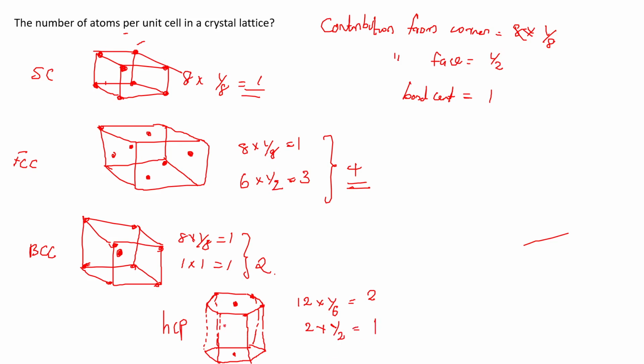Now inside there are 3 atoms in the HCP crystal structure. So it will be 3. So the total is 6 atoms in the HCP crystal. So this you should know, the total atom contribution in the unit cell. I hope all of you understood it.